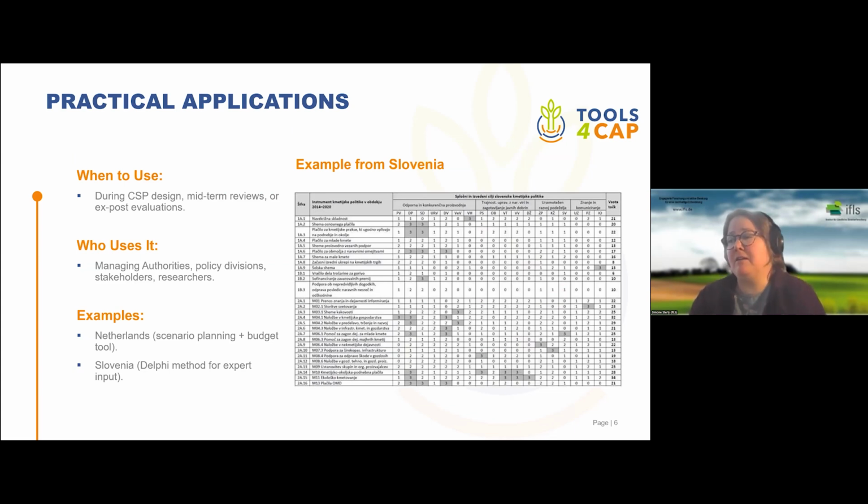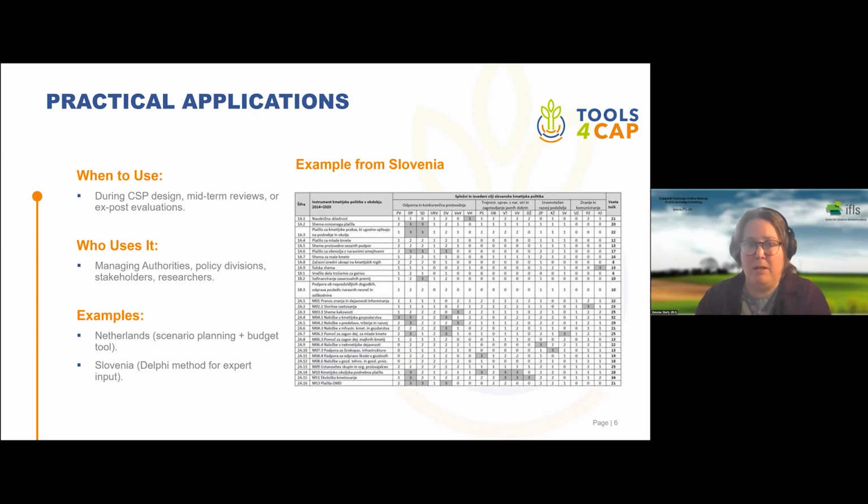In terms of practical application, the time to use the IOI matrix is during the CAP strategic plan design process, but it can also be applied in midterm reviews or in ex post evaluations to see how well a plan met the objectives that were set. Generally, this is used by managing authorities and policy divisions, but it should also involve other stakeholders and researchers.